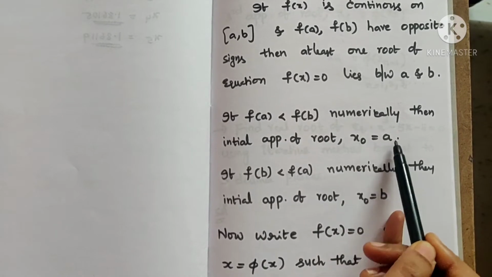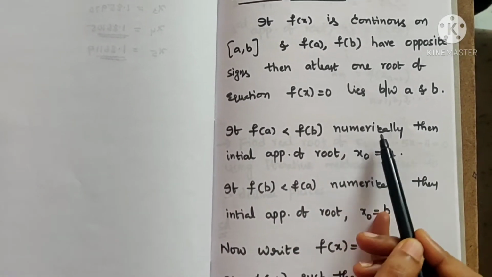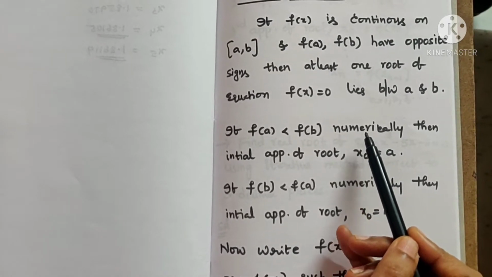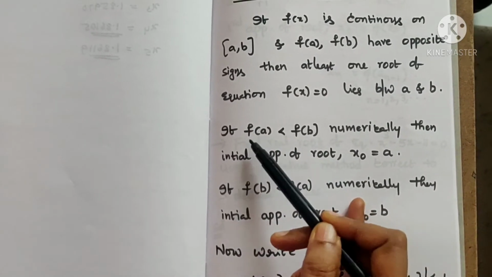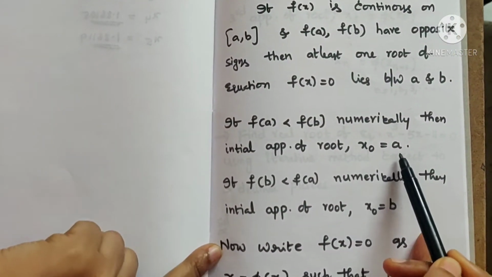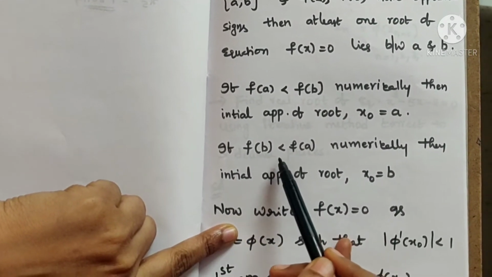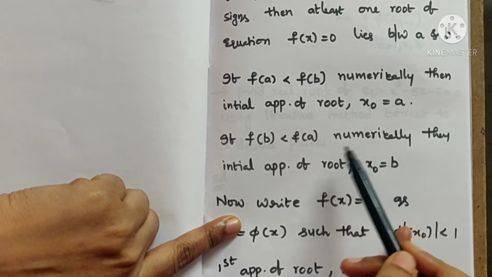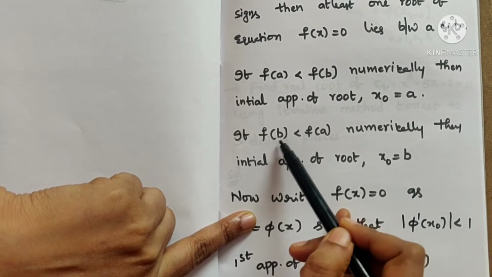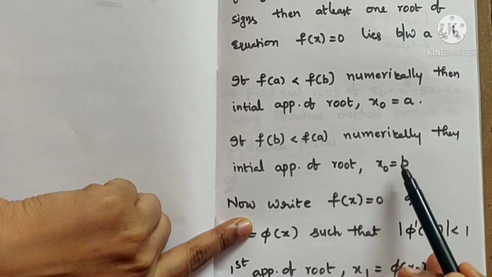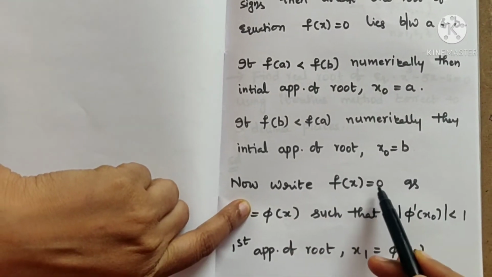When you have to take it like this: if f of a is less than f of b numerically, meaning without considering the signs, compare the numerical values of f of a and f of b. If so, take x0 equal to a. If that doesn't happen, then check this one: if f of b is less than f of a numerically, then take the initial approximation of the root x0 equal to b.